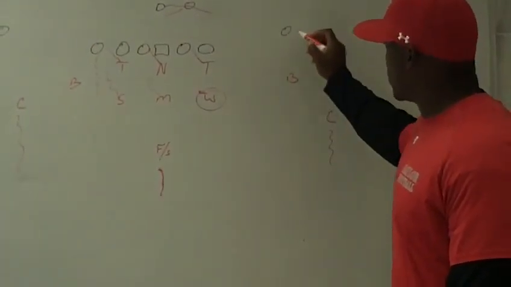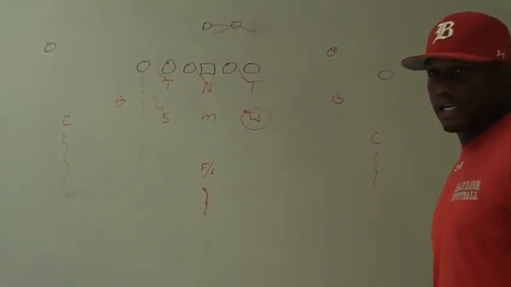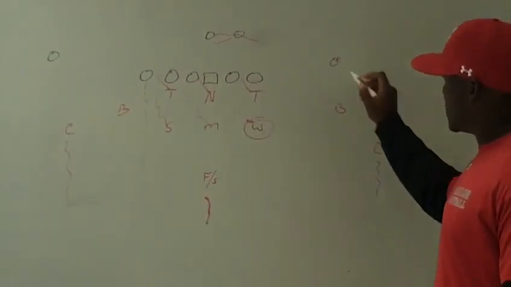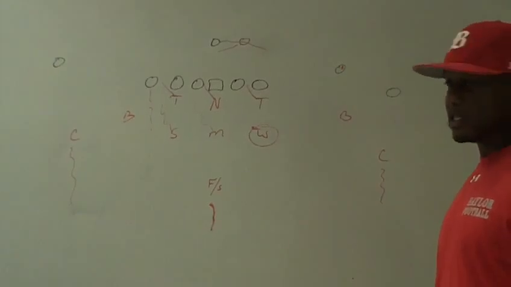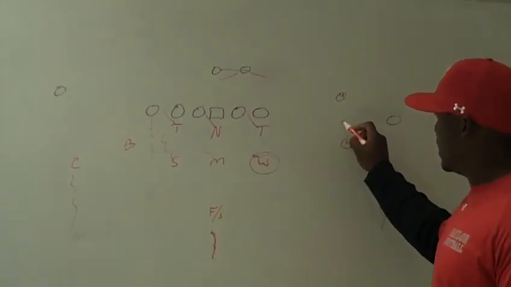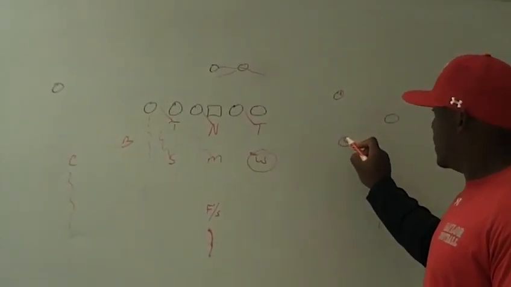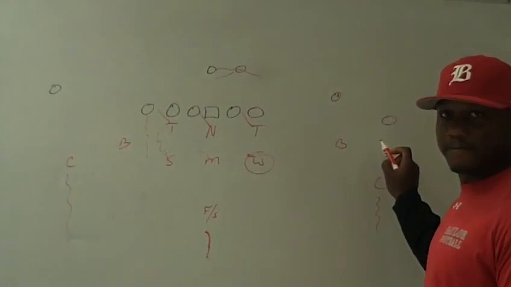Okay. Now on the split side, on the 2 receiver side over here, what we want our buzzer to do on this side is he's going to be outside shoulder of the number 2 guy. And his responsibility is to not let this guy get a free release. All right, so what he's going to do on a vertical release is he's going to collision the number 2 guy. All right, and after he collisions, then he's going to work out to the flat.